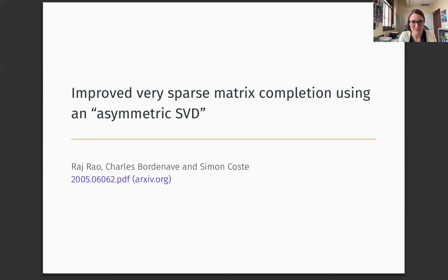Our speaker today is Raj Rao from the University of Michigan. He's an expert in statistical signal processing and applications of random matrix theory. Today, he'll tell us about a special application of matrix completion. Take it away, Raj.